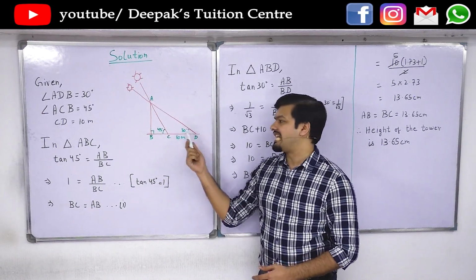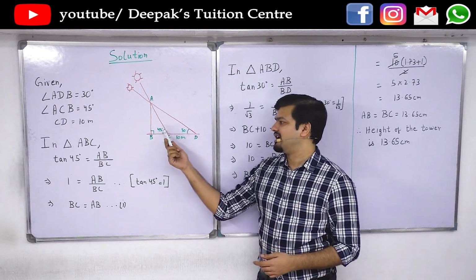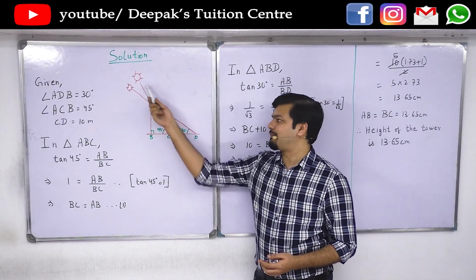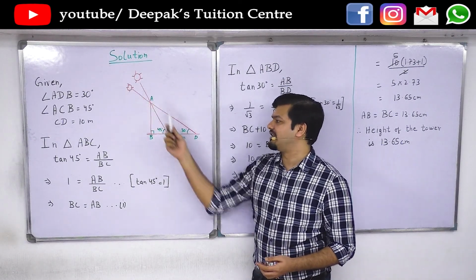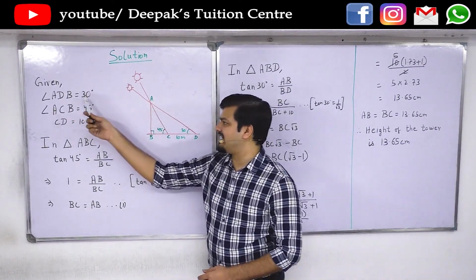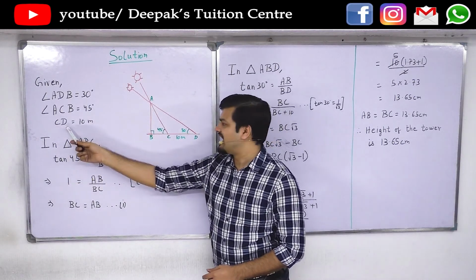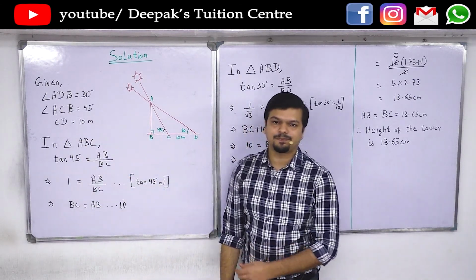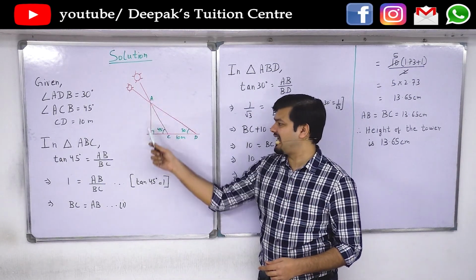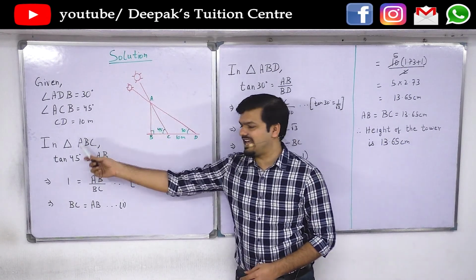Now two angles are given, 45 degrees and 30 degrees. I obviously know this should be 45 and this should be 30. But the question also states that the previous one was 45 and the new one is 30 degrees. So we write the given things. Angle ADB equals 30 degrees, angle ACB equals 45 degrees, and CD equals 10 meters. I can see that there are two right angle triangles, triangle ABC and triangle ABD. I start with triangle ABC.